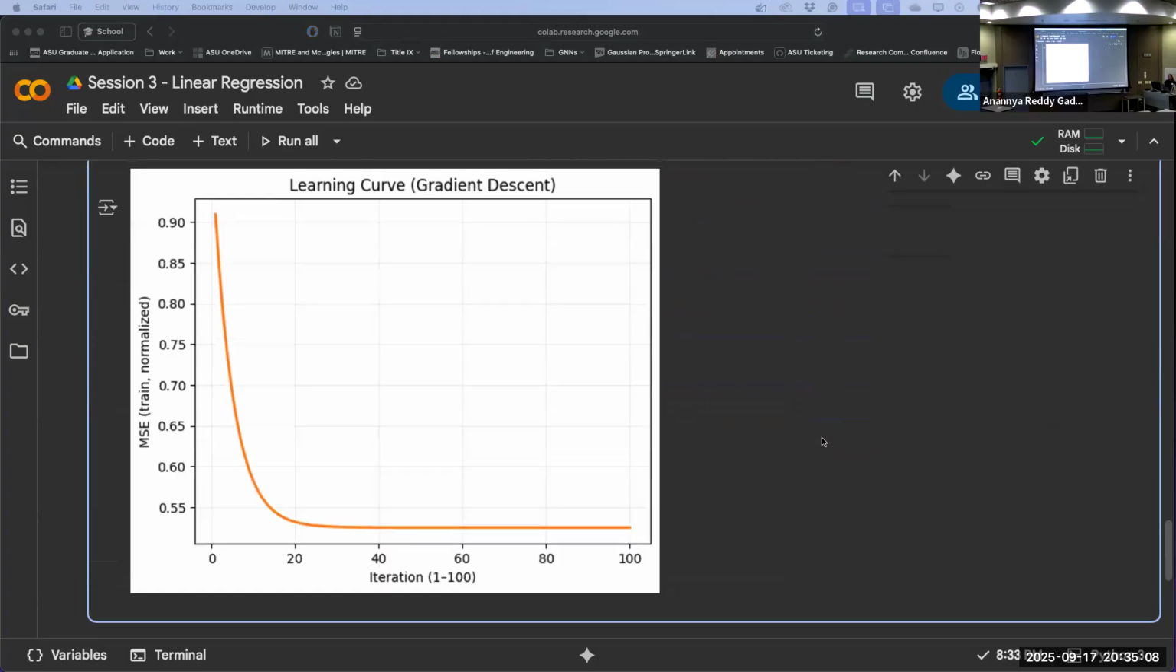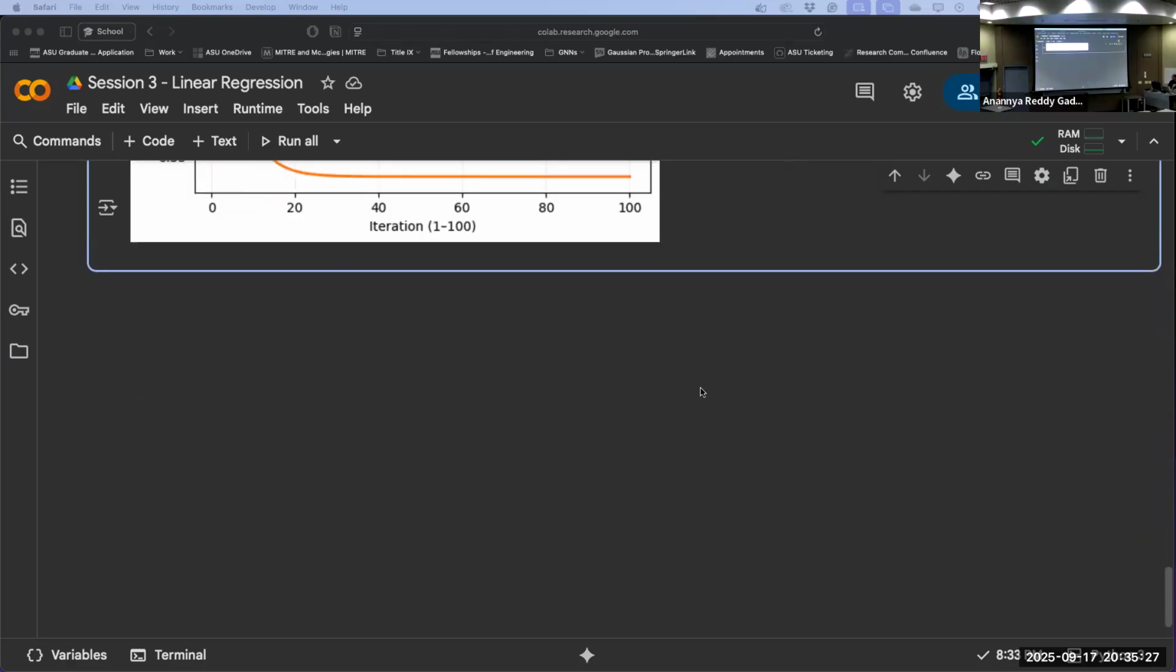As you can see in the graph, I have only calculated it for 100 iterations. The loss from gradient descent is gradually decreasing and eventually becomes constant. That's how gradient descent slowly comes down and maintains that low value. Let's go to the next code cell.